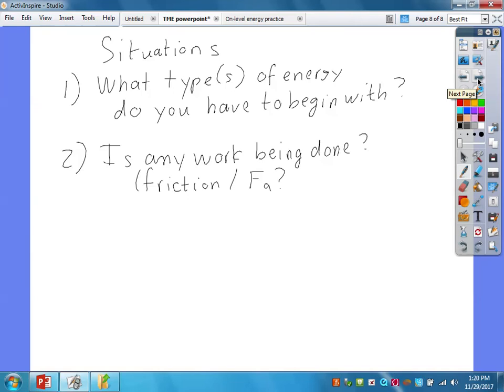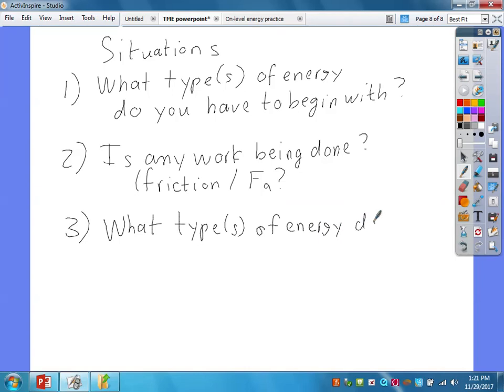So is any work being done? And then finally, what type or types of energy do you have at the end? Is it moving? That means you have kinetic energy. Is it off the ground? That means you have gravitational potential energy. So it just depends on the situation.